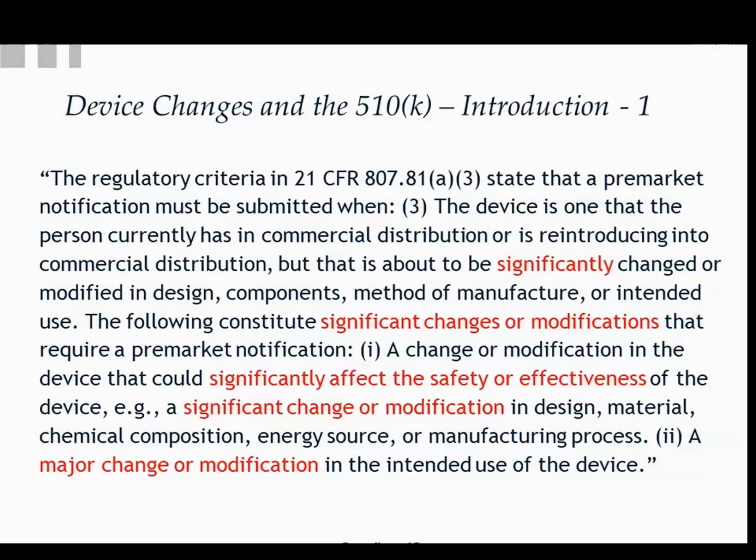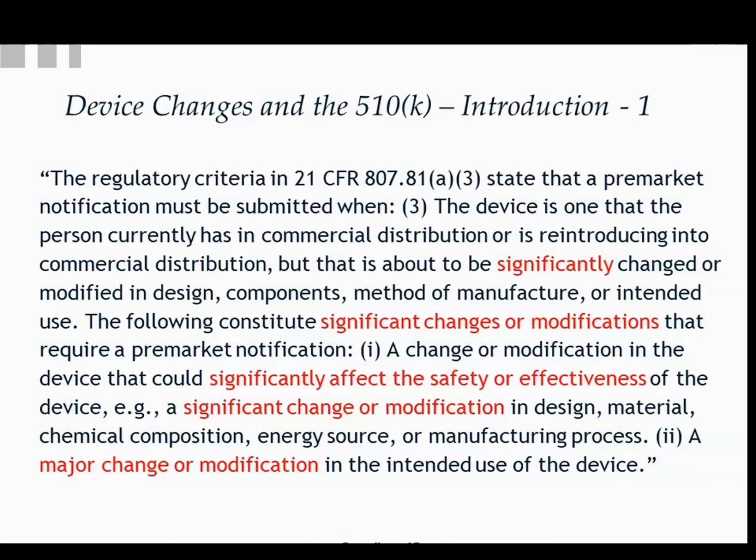Now you notice here a significant change in design, material, chemical composition, energy source, or manufacturing process. I'll give you an example of a change, energy source. Now you might think if you go from 110 volts to a battery 9-volt source, that eliminates all risk. Wrong. From the FDA standpoint, it could increase risk. And in most cases, such a change would require a new 510K. And here's why.